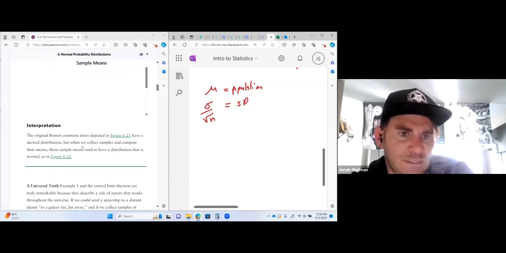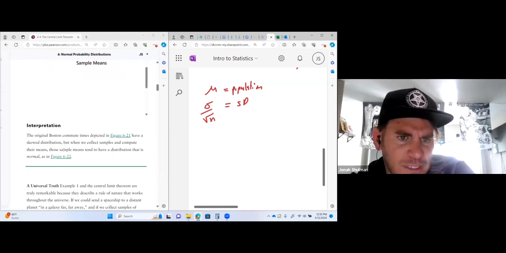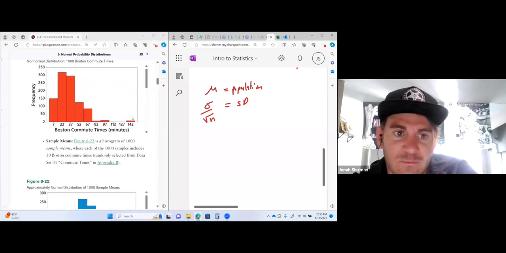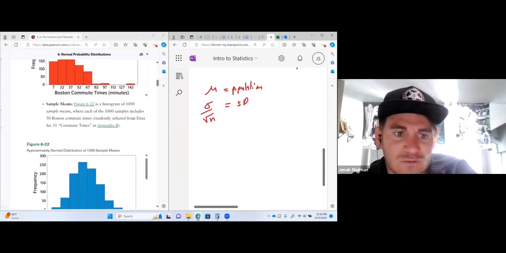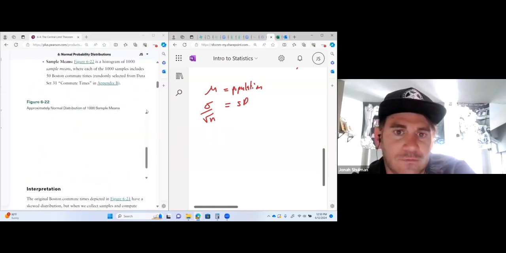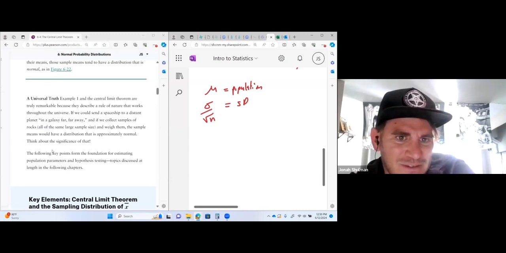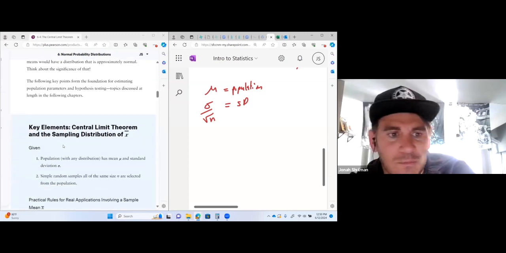The original data has a skew, but when we collect samples and compute their means, we tend to have a distribution that is normal. That's the whole idea. We can take anything. As long as we have more than 30, we take the means from each of them, and we can make the bell curve. All right. Universal truth, or truly remarkable that it works throughout the universe. Okay, that's fun. We can take a spaceship and collect samples of rocks, weigh them. That sounds pretty fun. All right, so what do we have to know about this thing?